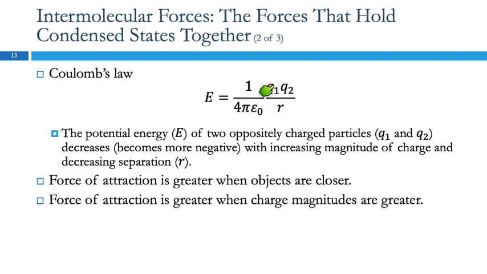What we're interested in is Q1 and Q2, which are the charges on the two objects, and r is the distance between them. So the force of attraction is greater when the objects are closer to each other, and the force of attraction is greater when the charges are larger. And we talked about this earlier with fridge magnets, right? If you have one of those really strong magnets, it's going to stick really hard to the refrigerator, whereas if you have a cheap magnet, it's not going to stick very hard. It'll be easy to pull off.